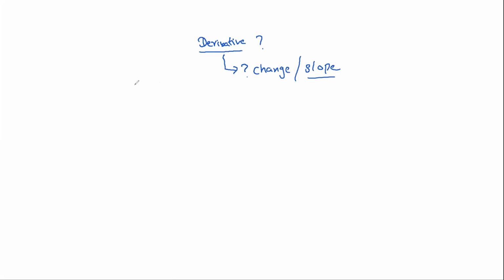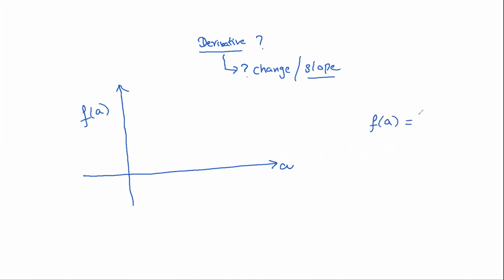Okay, let me make a function, and I will make the same function which is in the slide so that we can correlate. Okay, so this is A, and here I say f of A is 3A. So it will be a straight line, maybe a straight line like this. I could not draw it perfectly, but it is a straight line. And this is your function f of A.